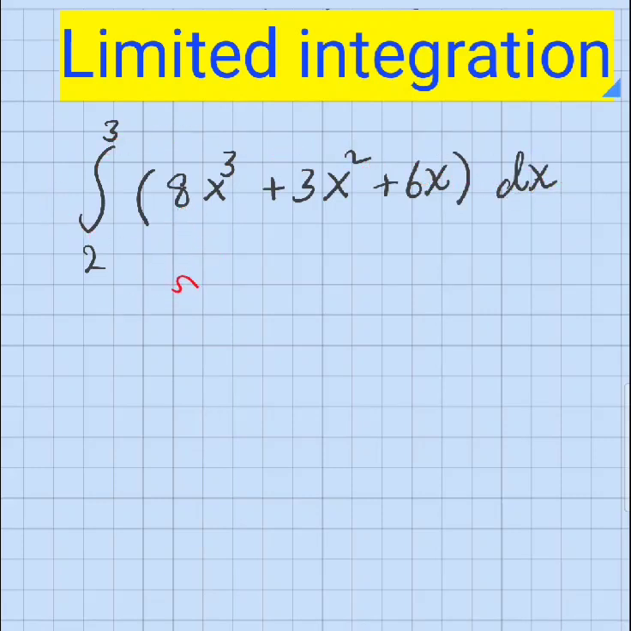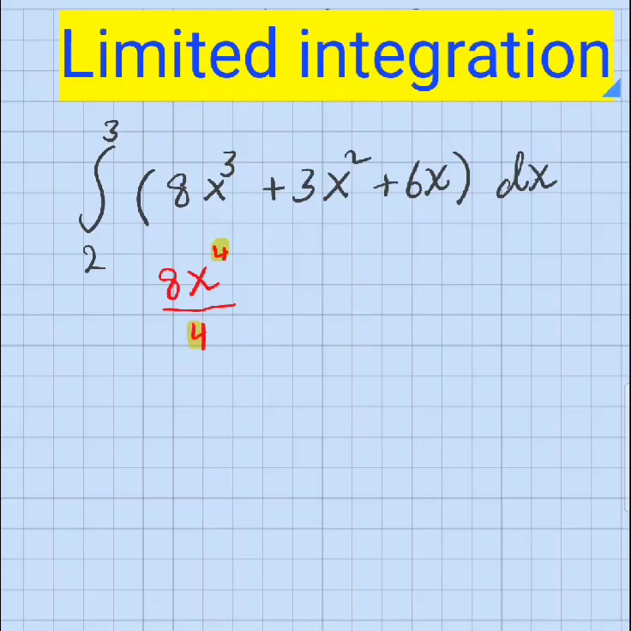So to find the antiderivative of 8x cubed, first we're going to rewrite the constant 8. Then we're going to add 1 to the exponent. 3 plus 1 is 4. And then we're going to divide by 4.